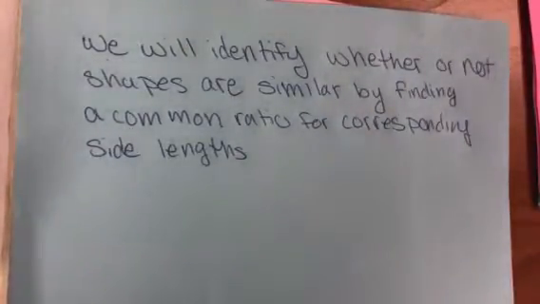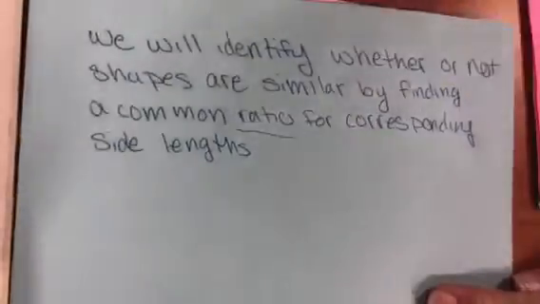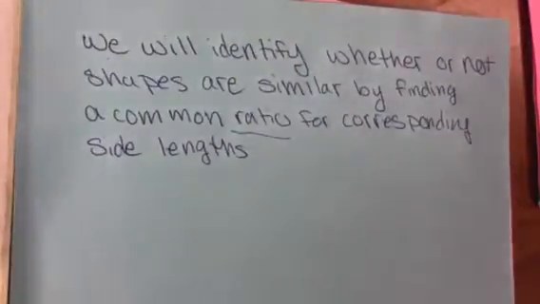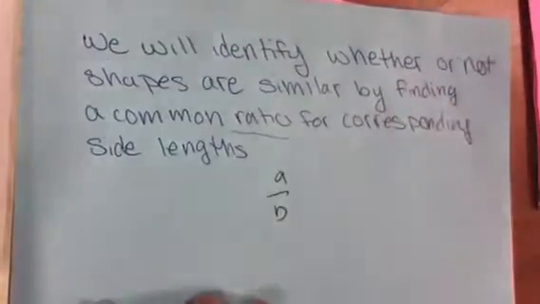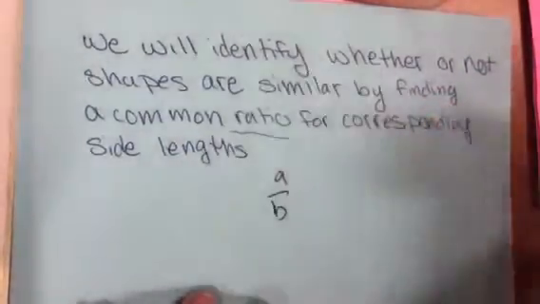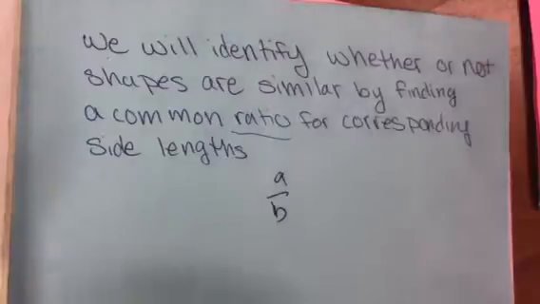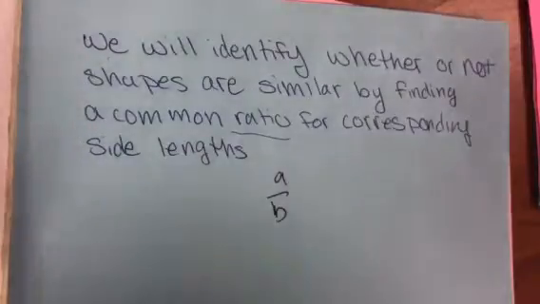The learning target for today is that we will identify whether or not shapes are similar by finding a common ratio for corresponding side lengths. Wait, are we pulling in ratios now? I think that's what I just read. And now ratios? What is a ratio? A comparison of two quantities. A over B. It's a fraction. We're pulling in the fractions and the ratios and the proportions. Yay!